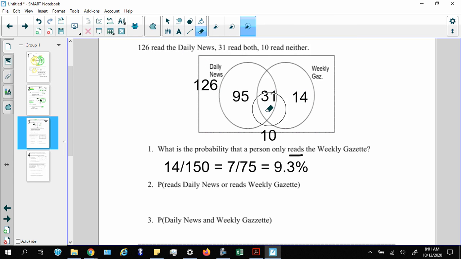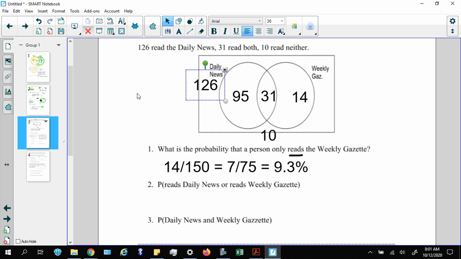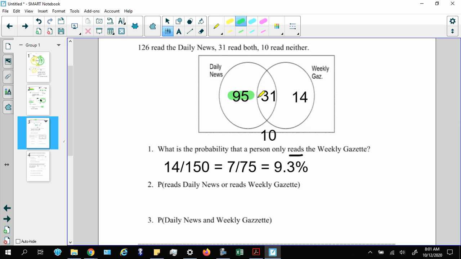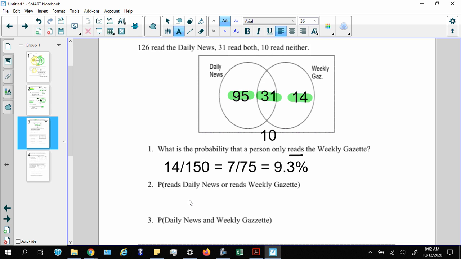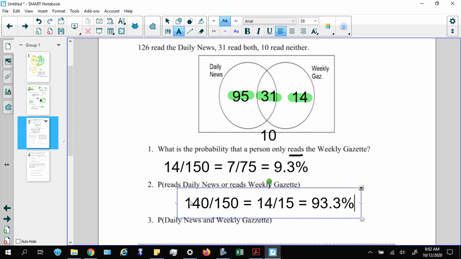All we're looking for is whoever reads the daily news or the Weekly Gazette. Let me get rid of this 126. I'm tired of looking at it. So I don't care if they read one, the other, or both. These 95 read the daily news. This 31 reads both. This 14 reads the Weekly Gazette only. It doesn't matter because the question's asking basically how many readers are there in the problem. Well, there's 140 readers. Divide by 150, which gives you 14 out of 15, or it could give you 93.3%.